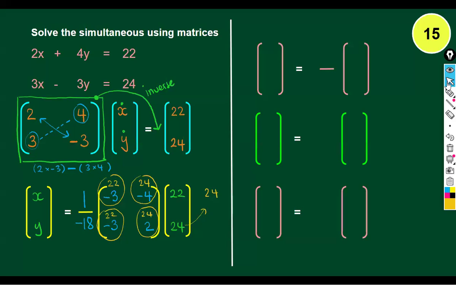Let's work it out here. We got different colors. It'll be easier. 22 by minus 3. Let's clear some space here. So limited space here. 22 by minus 3 is minus 66. 24 by minus 4. That's all right. 24 by minus 4 is minus 96. Okay, you have a next 22 by minus 3. So that's minus 66. And 24 by 2 is 48.